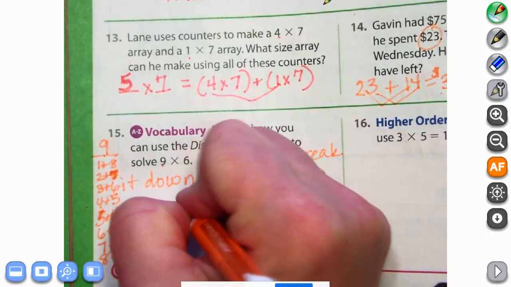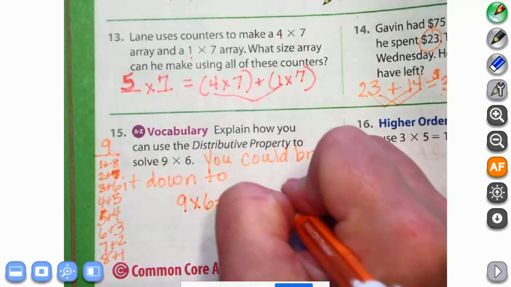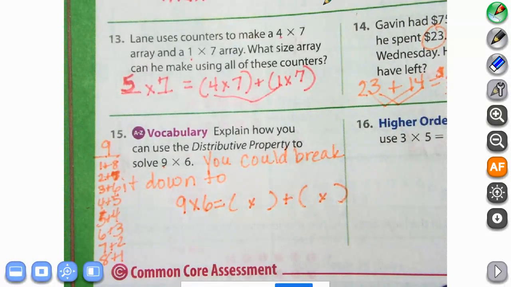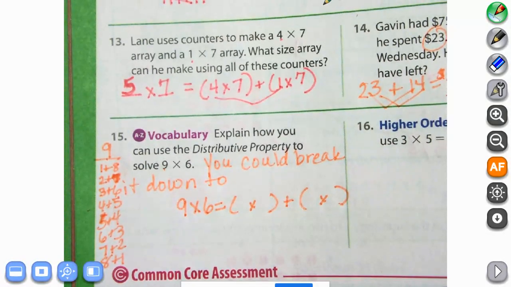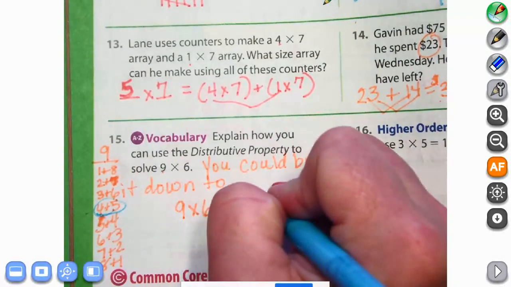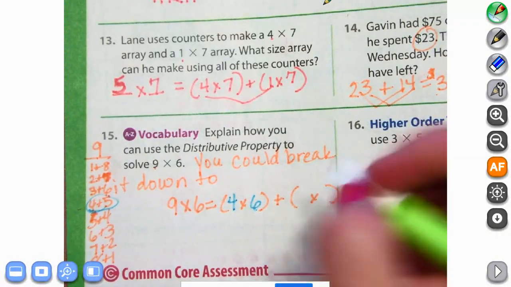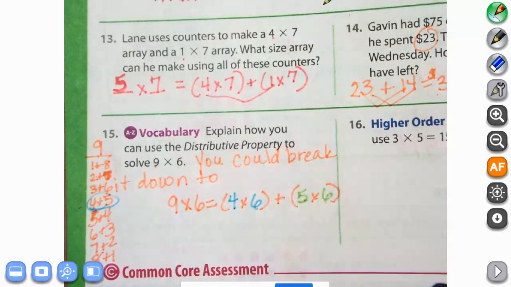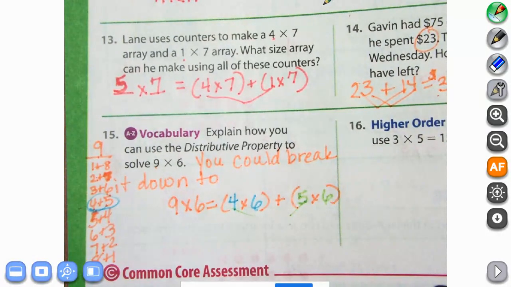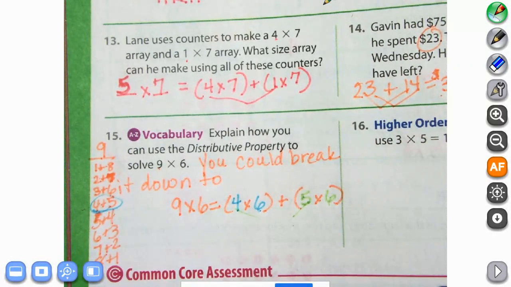What we could do is do 9 times 6 is equal to blank plus blank. How would you like to divide up your 9? You can choose to divide it however you would like to. I'm going to pick this guy right here. So this side's going to be 4 groups of 6. And this one's going to be 5 groups of 6. Because 5 plus 4 equals 9. So go ahead and get that written down. If you need to pause, go ahead and pause, please.